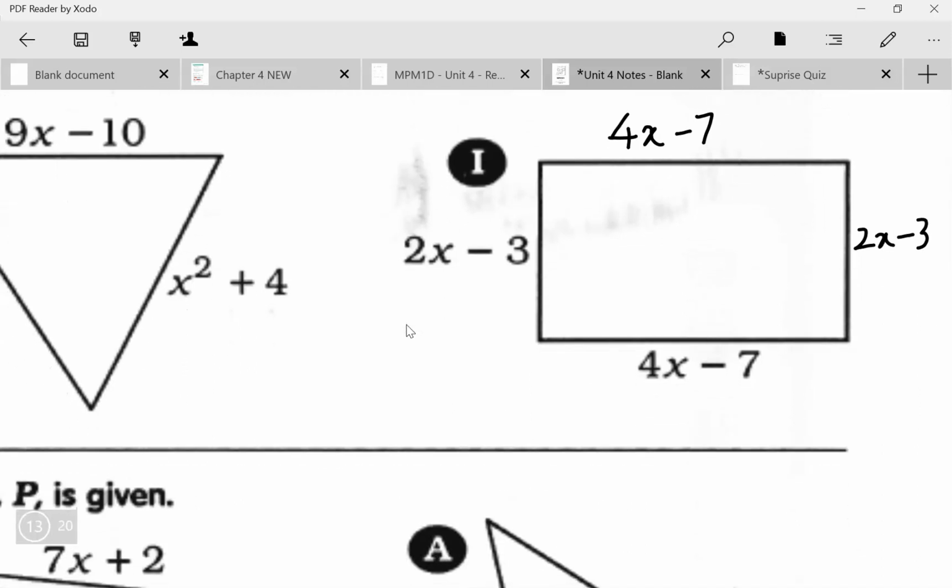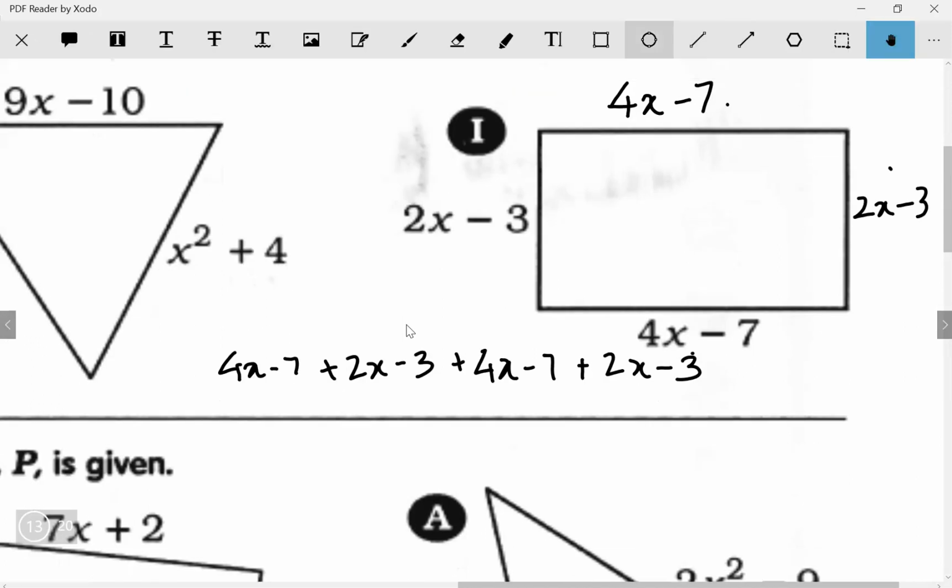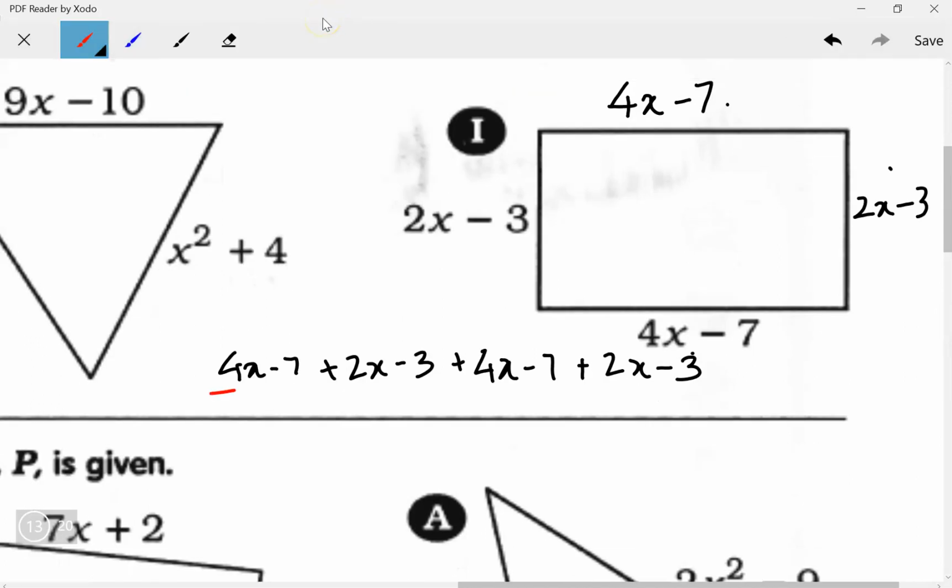So to find the perimeter, we're going to have to add 4x minus 7, that's this one, plus 2x minus 3, plus another 4x minus 7, plus another 2x minus 3. So I'm just using the simplest formula for perimeter, which is add up all the sides. Here we are looking at the like terms, and we can see that 4x plus 2x plus 4x plus 2x gives me 12x, where I just added all the coefficients, and I have minus 7 minus 3 minus 7 minus 3 gives me negative 20. Those are my constant terms.